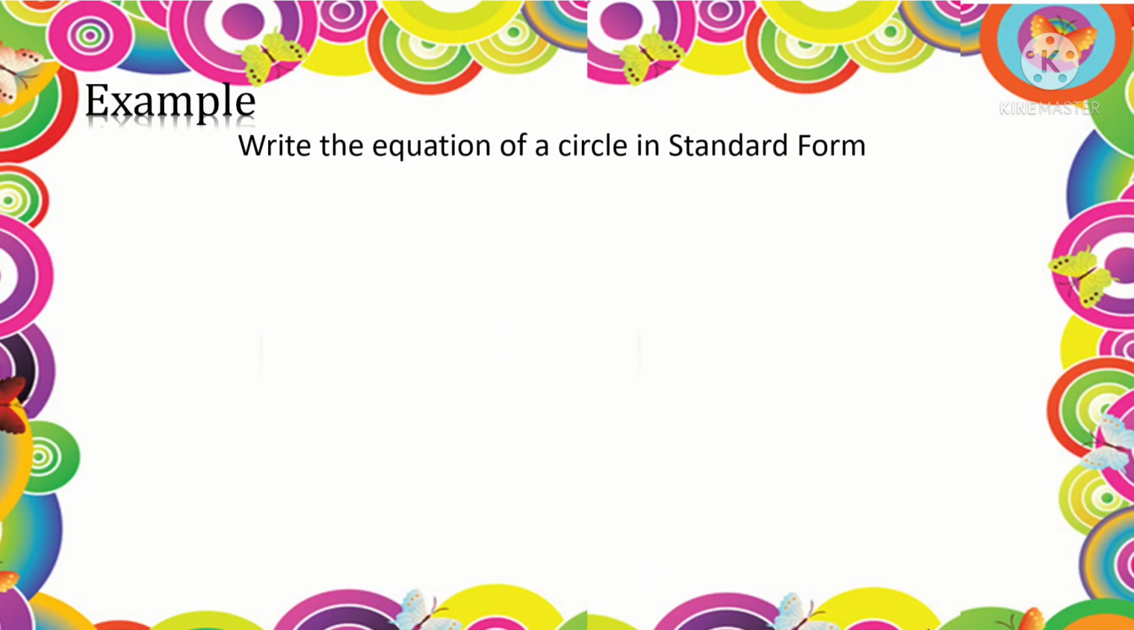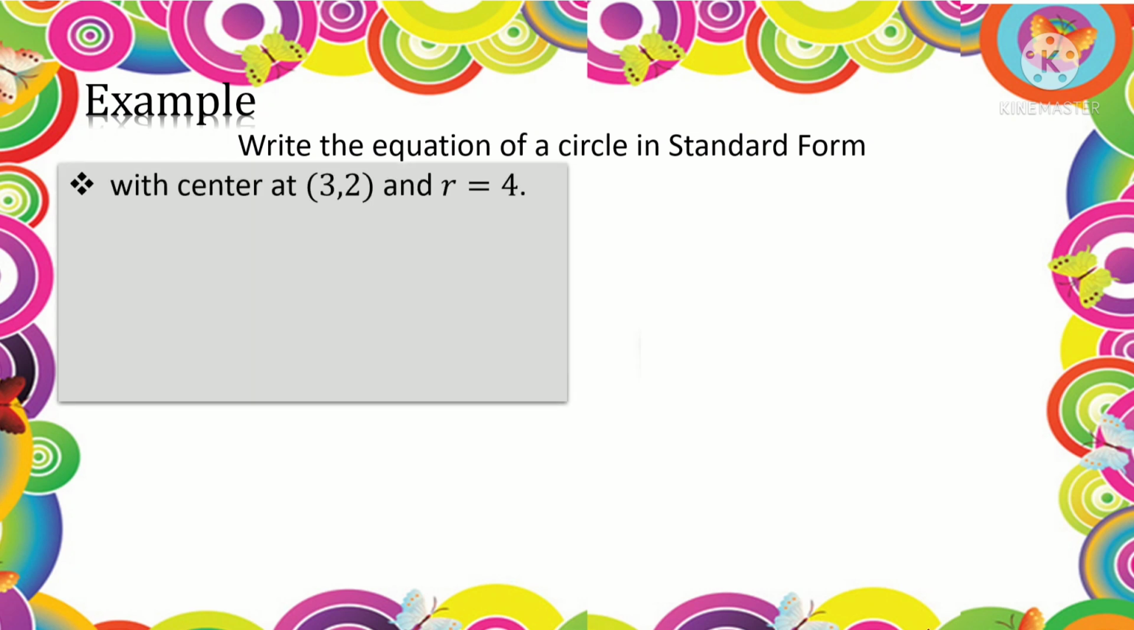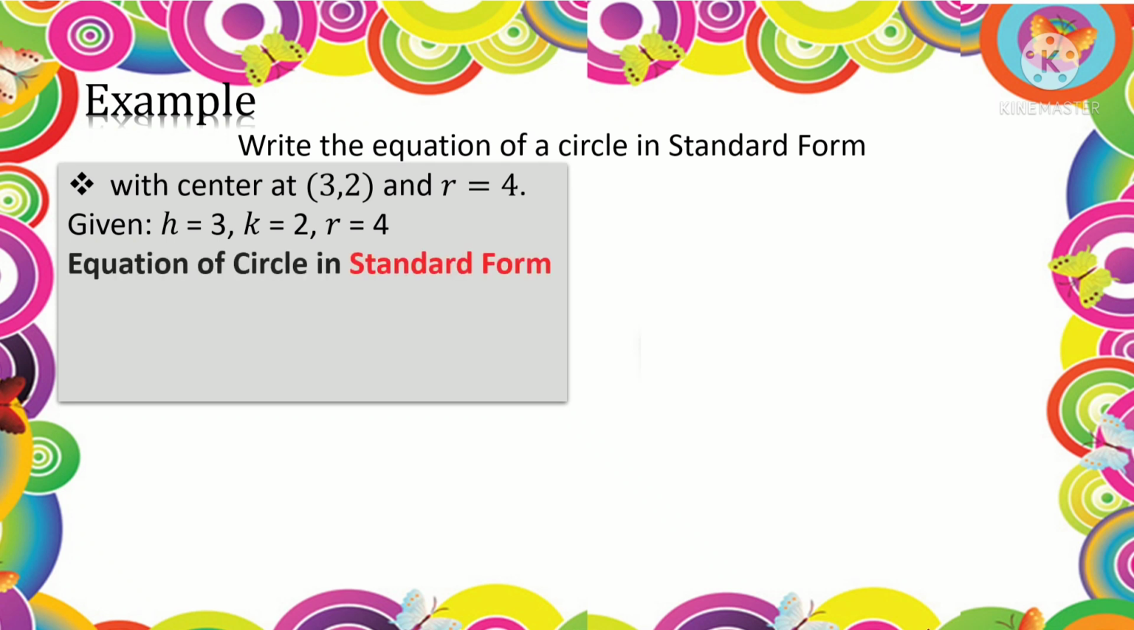Example: write the equation of a circle in standard form, given the center at the point (3, 2) and the radius which is equal to 4. Our center is (h, k), so therefore our value of h is 3 and the value of k is 2, and the value of our radius r is equal to 4. The equation of a circle in standard form is given by the quantity x minus h to the power of 2 plus the quantity y minus k to the power of 2 is equal to the radius squared.